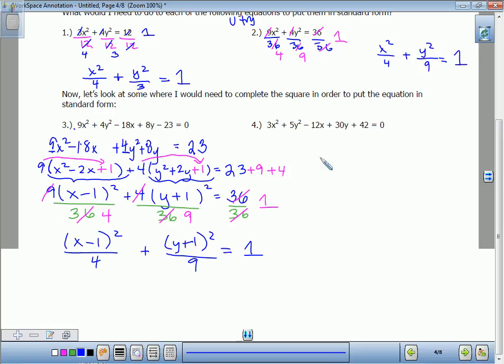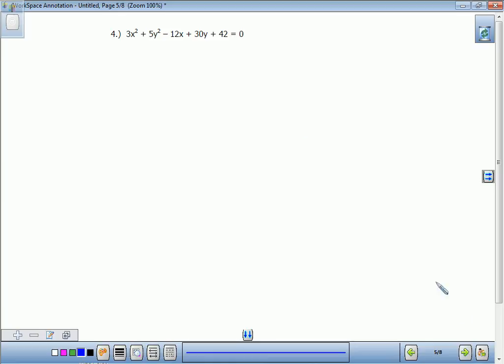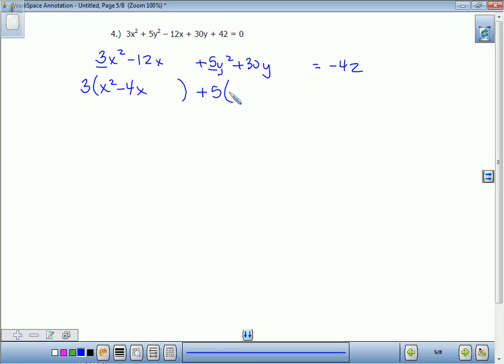Alright, number 3. We're going to do the same process. Not number 3, number 4. Same process on number 4. So, we group our x's. We group our y's. We move our constant. If there is a coefficient, it must be factored out before we can complete the square. So for the x's, we're factoring out a 3. For the y's, we're factoring out a 5.